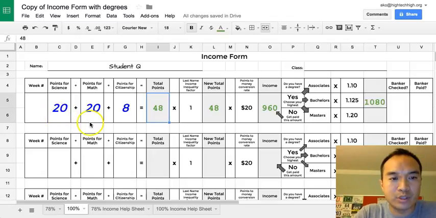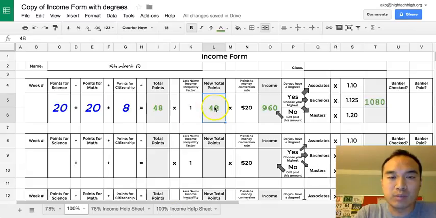It's 20 plus 20 is 40. 40 plus 8 is 48, so that looks good. 48 times 1, anything times 1, it stays the same, so 48. And then 48 times 20, again, I don't have a calculator on me, but I have this income help sheet, and it's for 100%. Now, 1 is the same thing as 100%. If you think about it as kind of like money, $1 is the same thing as 100 cents.